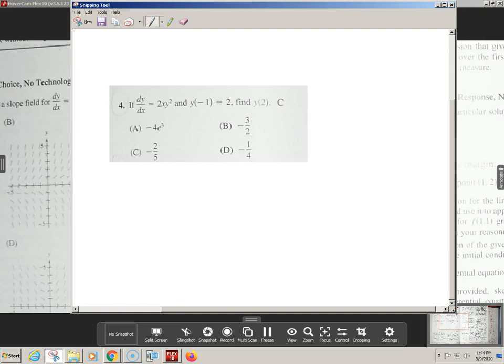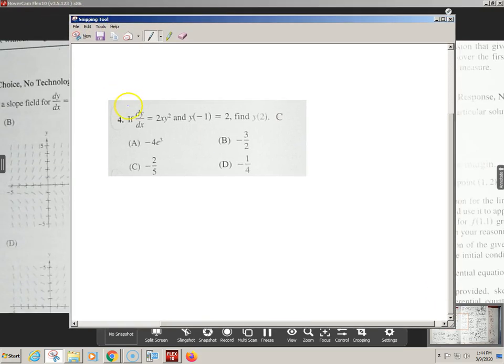So let's go ahead and write it like it will be tomorrow. I wouldn't use blue. What if there was a y prime here instead? If there was a y prime, where would we start? dy dx. So if it was y prime is equal to 2xy squared.